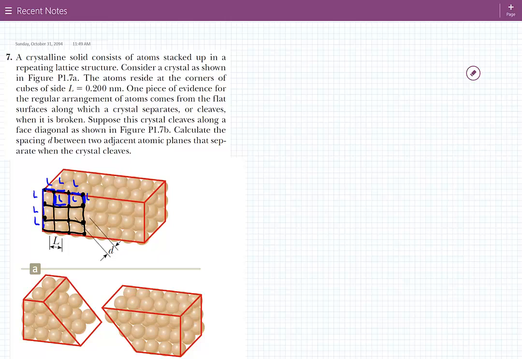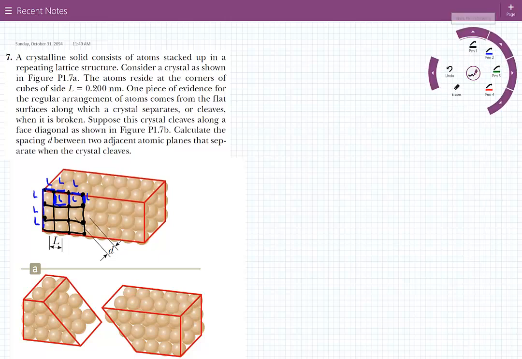0.200 nanometers. One piece of evidence for the regular arrangement of atoms comes from the flat surface along which a crystal separates or cleaves when it's broken. Suppose this crystal cleaves along a face diagonal as shown in the bottom picture. Calculate the spacing d between two adjacent atomic planes that separate when the crystal cleaves.